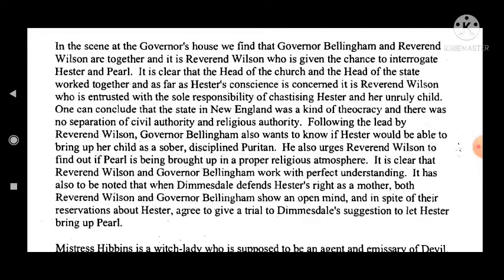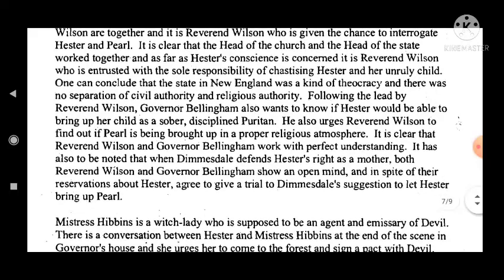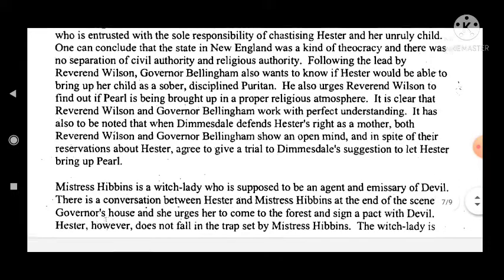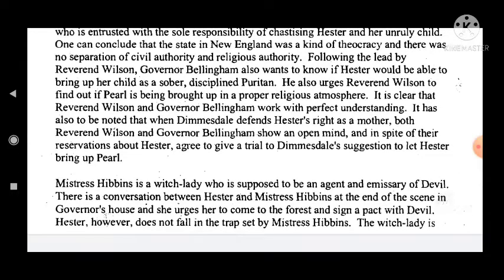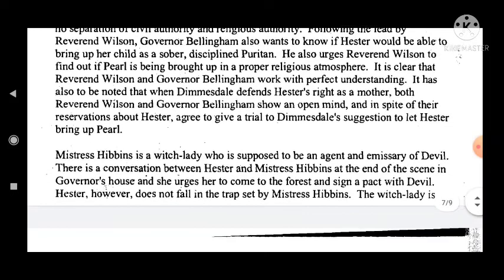One can conclude that the state in New England was a kind of theocracy, and there is no separation of civil authority and religious authority. Following the lead by Reverend Wilson, Governor Bellingham wants to know if Hester would be able to bring up her child as a sober, disciplined Puritan. He also urges Reverend Wilson to find out if Pearl is being brought up in a proper religious atmosphere. It is clear that Reverend Wilson and Governor Bellingham work with perfect understanding.